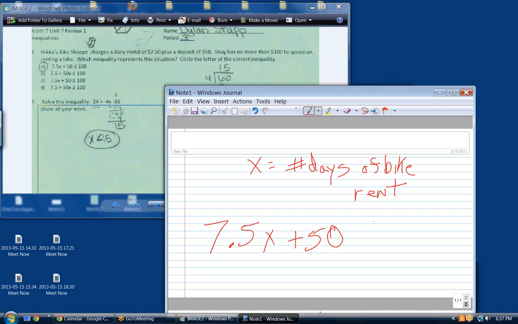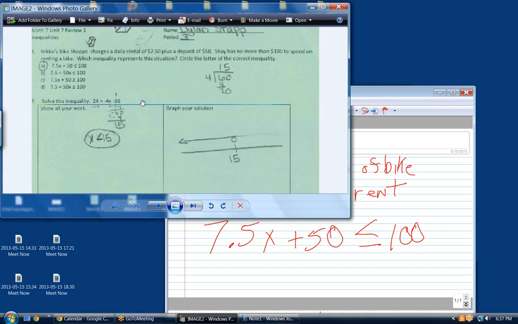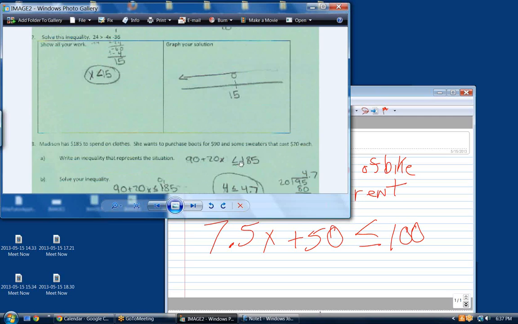And all of that has to be less than or equal to the amount of money that you have. So that's how you come up with what the right answer is. But from looking at your work here, I can see 4 goes into 60. Oh, that's for this problem here.